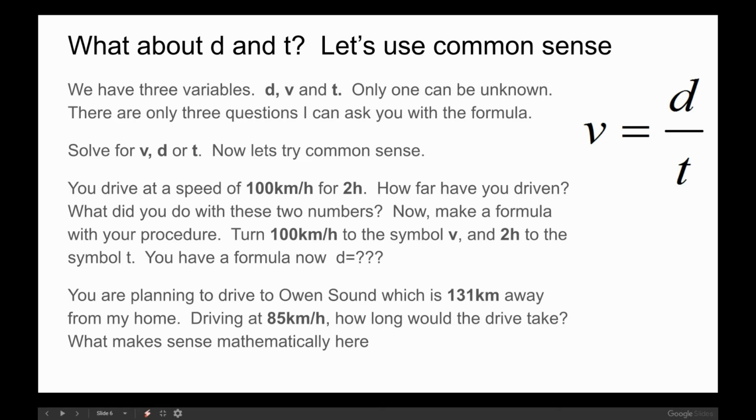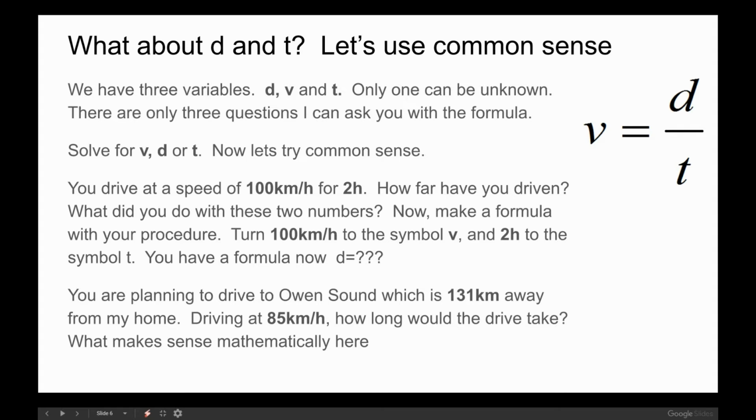Let's try the next one. You are planning to drive to Owen Sound, which is 131 kilometers away from my house. You are driving at 85 kilometers an hour. How long would the drive take? What makes sense mathematically here? You have a 131 kilometer journey. You are driving at 85 kilometers an hour.